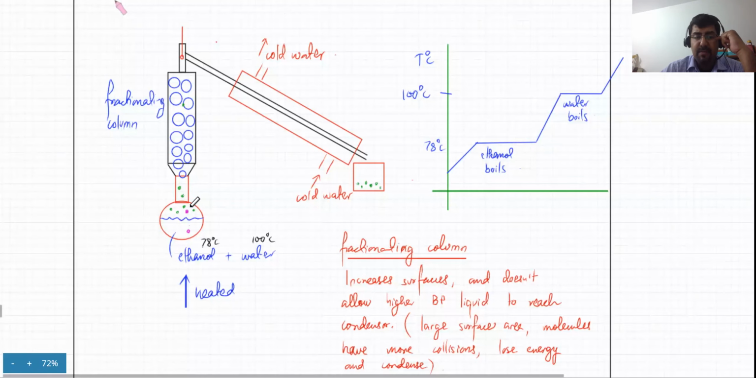So to prevent the water molecules from reaching the other point, what is done is that these glass beads or some other way. The purpose of the fractionating column is to increase the collisions. So the water molecules would collide with the particles present in the fractionating column, and they would lose energy and they would fall back into the container, because 78 would not be the boiling point of water, which is why it will condense very easily. The same thing would happen with ethanol as well, but at 78, ethanol is by default in gaseous state. So the chances of ethanol condensing back would be very little at 78, because that's already its boiling point.